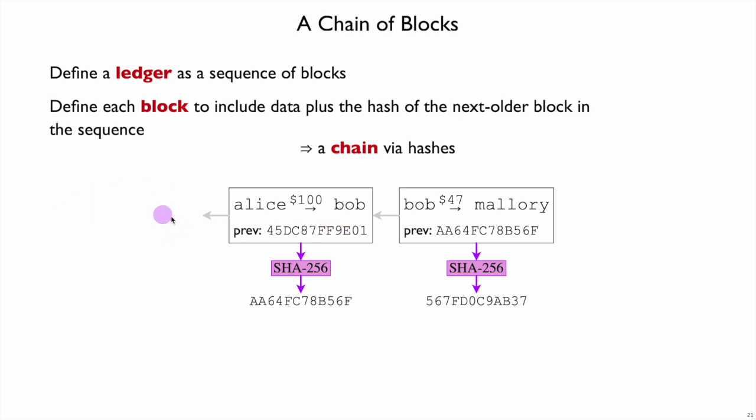So if all the history up until Alice gives $100 to Bob is represented by this hash code, then we can compute the combination of the new block entry and that hash code to get a new hash code. And then the next transaction, Bob gives $47 to Mallory, implicitly references the extended ledger by recording its hash code. And then we hash again those two pieces of information to get the latest ledger.